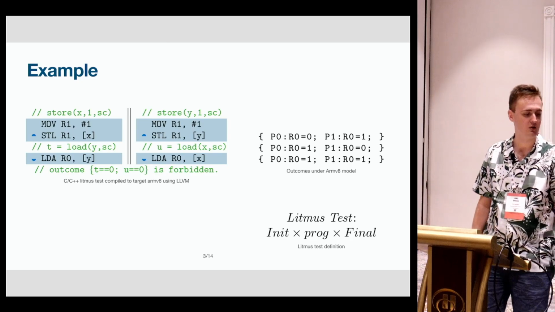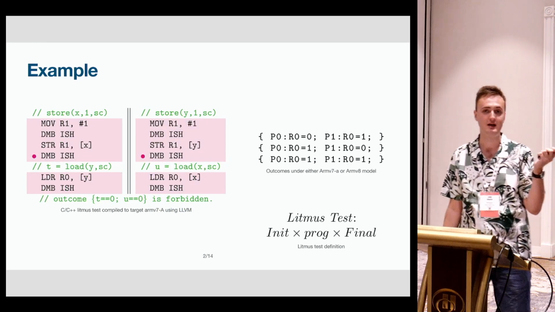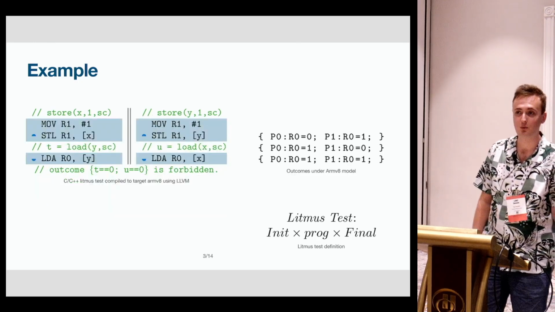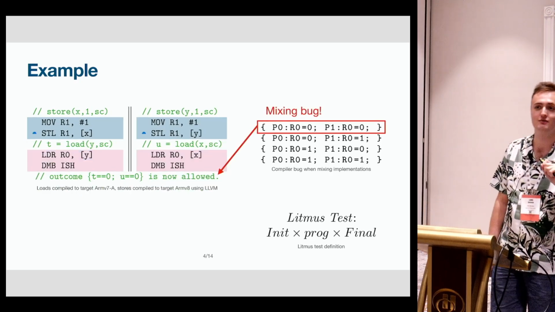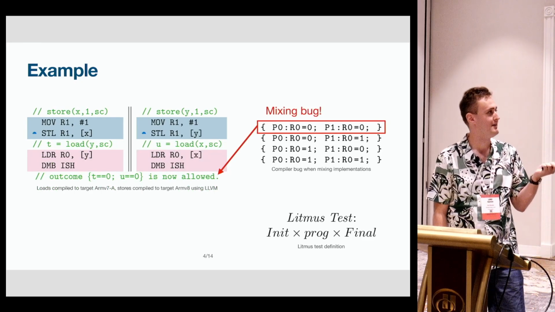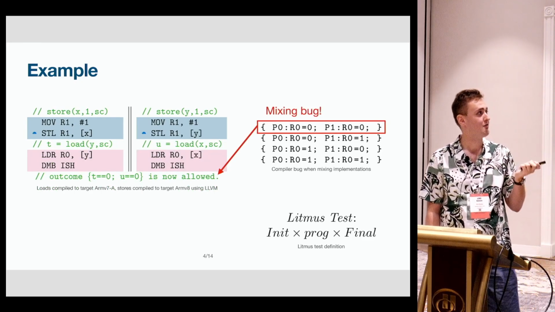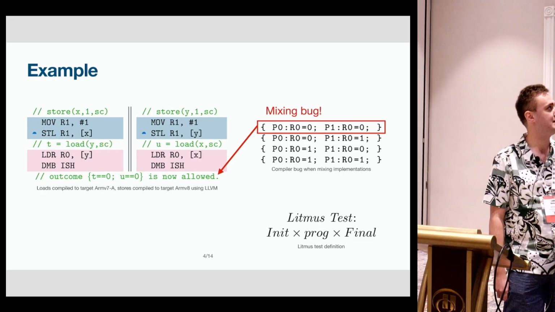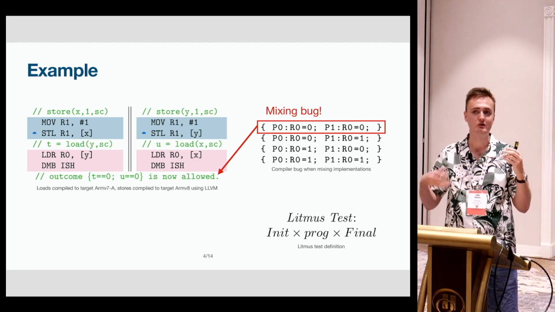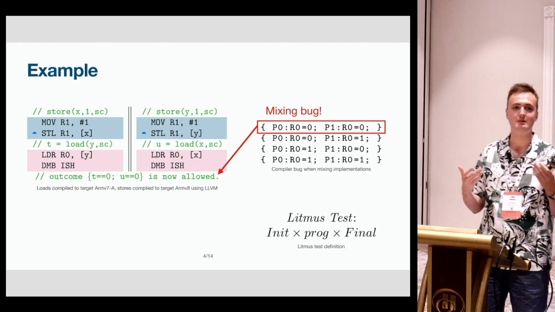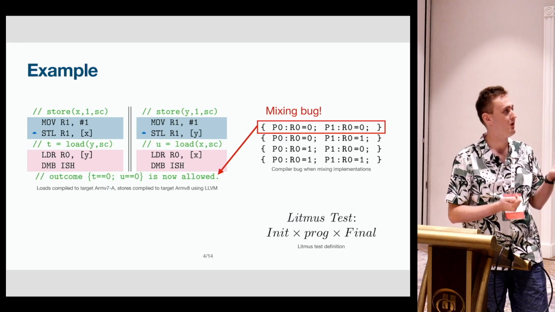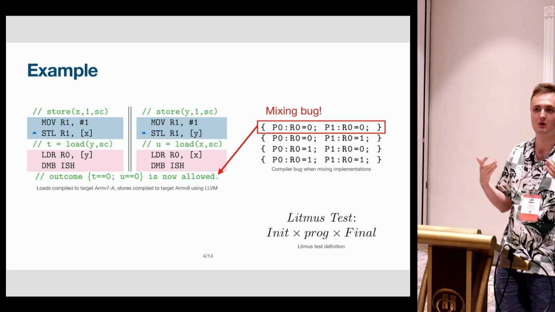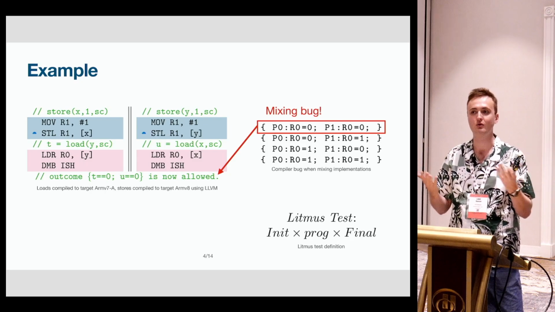So the important thing to note here is that pink is designed to work with pink, blue is designed to work with blue. However, if you mix them, you observe the 0,0 outcome. And this is a mixing bug. This arises because the store release instruction and the LDR instruction don't synchronize. So the LDR does not have ordering semantics with respect to STL. Therefore, one can reorder past the other, giving rise to this 0,0 outcome. This is a mixing bug. This is what we're looking for.